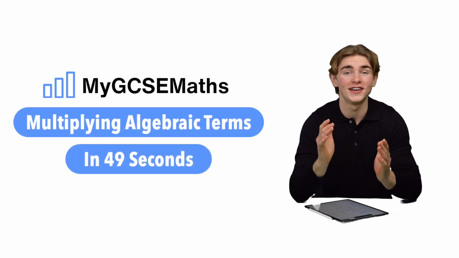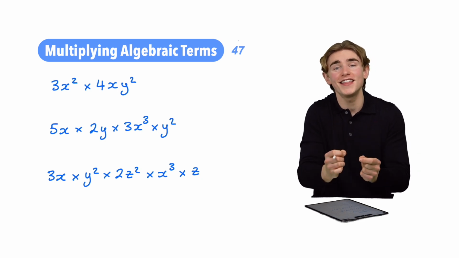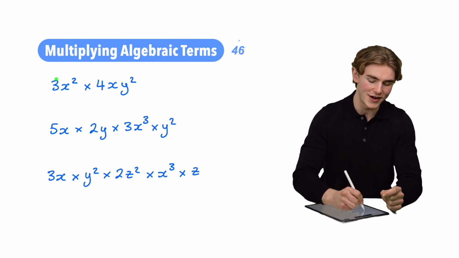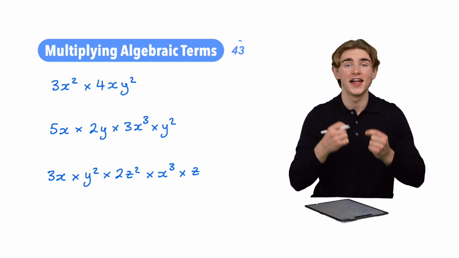Multiplying in algebra in 49 seconds. Let's go. When it comes to multiplying in algebra, guys, the key thing to note is that we're always going to multiply our numbers by our numbers and our individual letters by our individual letters. Let me show you what I mean.